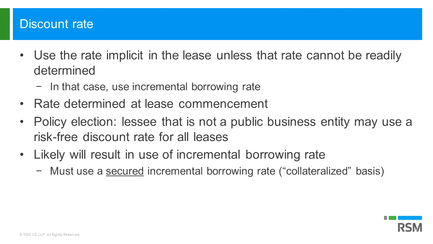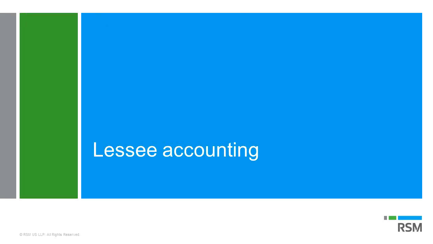But so, discount rate, just be mindful. You should use the rate implicit in the lease. If it can't be determined, use the incremental borrowing rate. There is a practical expedient where you can use, I believe, a risk-free rate for all your leases, but that would result in a greater liability balance. So you do not necessarily just want to default to that exception.